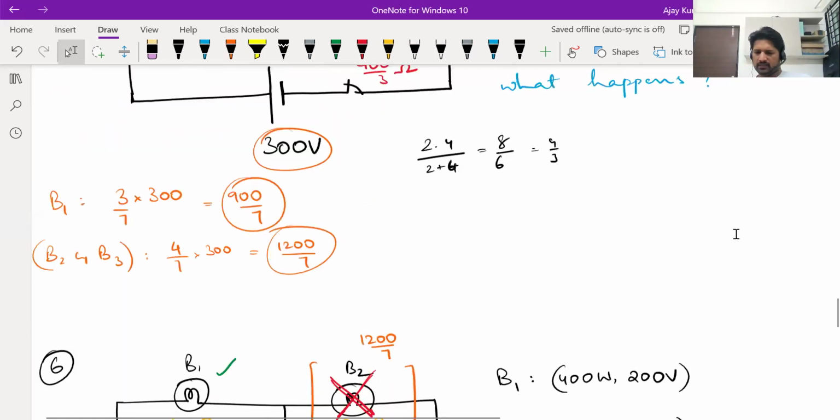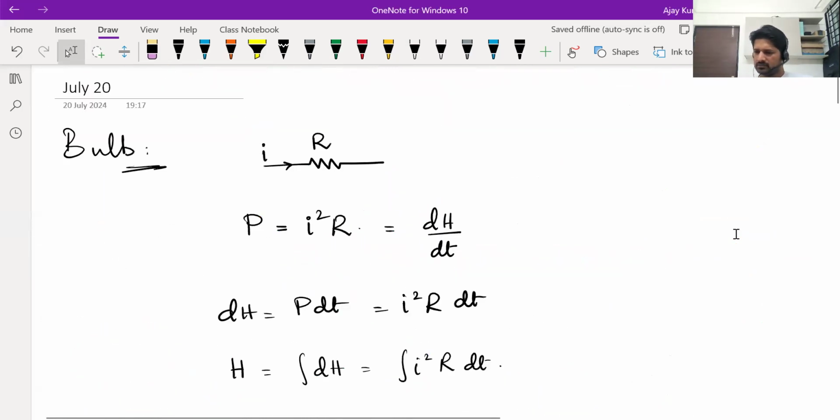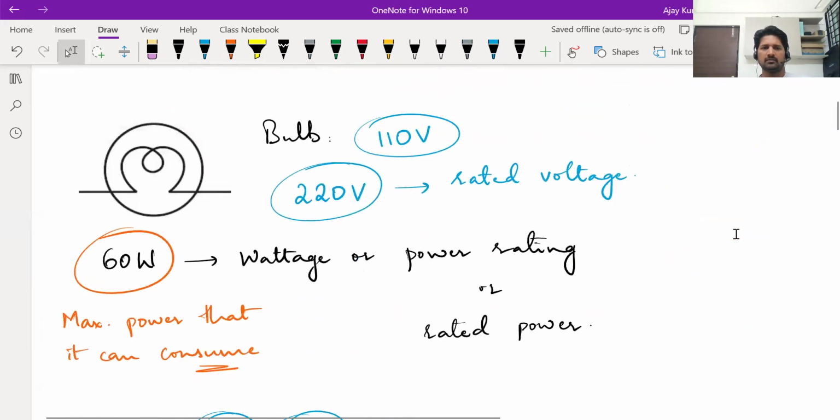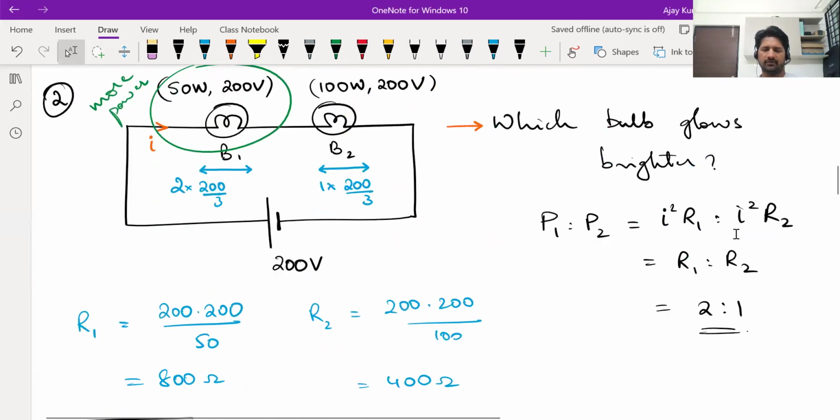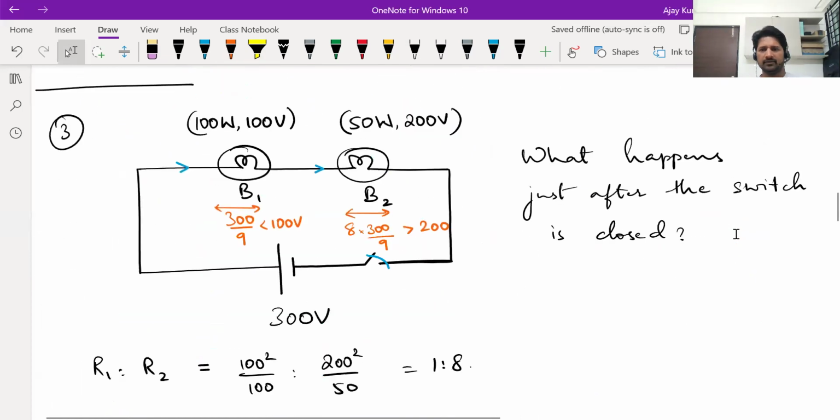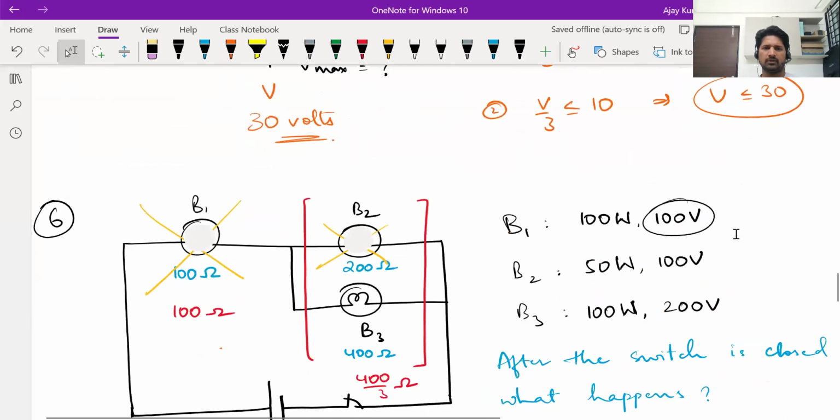Fine. Next thing I wanted to discuss is meter bridge, but since many of the other students have not joined, we'll do it in the next class itself. So today what we discussed was bulbs and networks of bulbs, how to ensure they operate safely. If a certain amount of voltage is supplied, you can find out the brightness of each bulb, which glows brighter and which glows dimmer. For a certain network, you can tell what is the maximum safe voltage that can be applied. We applied that to capacitors as well.